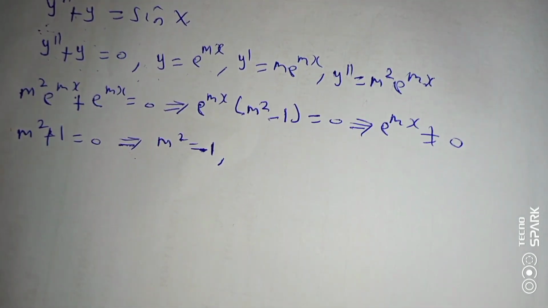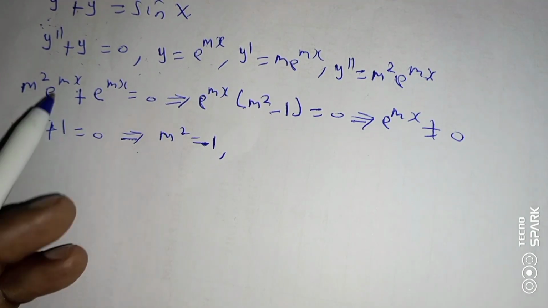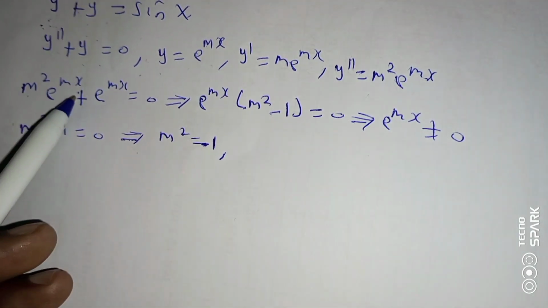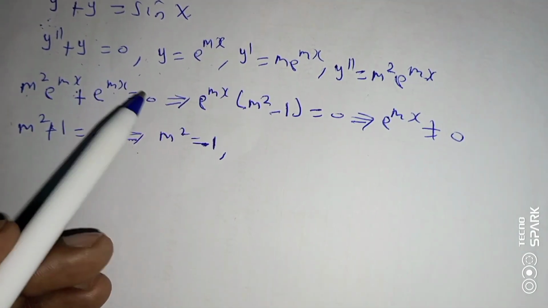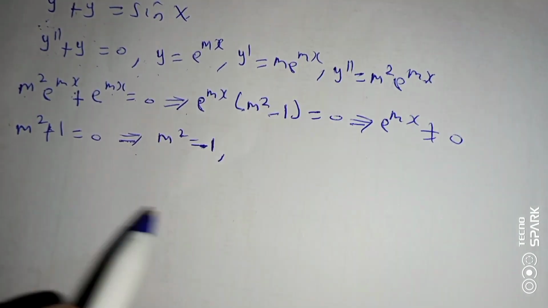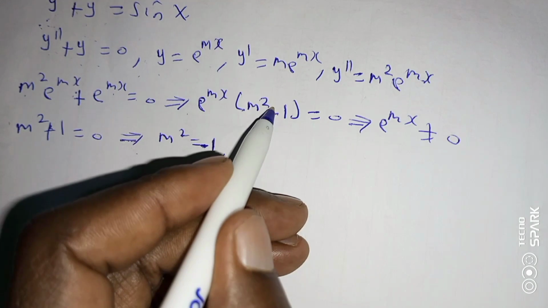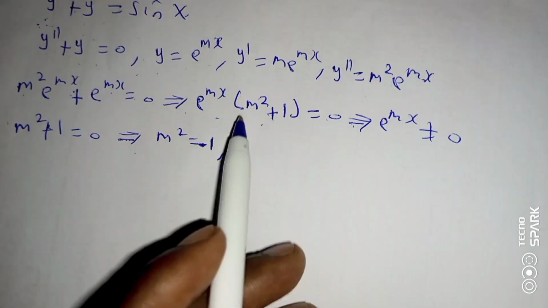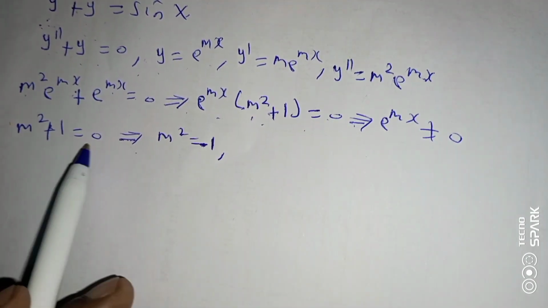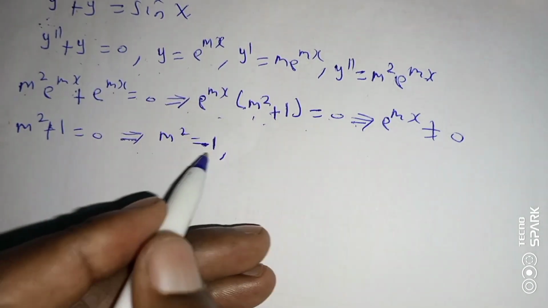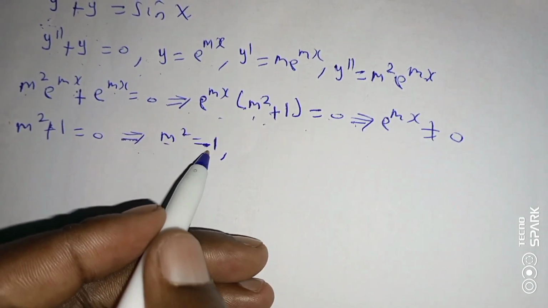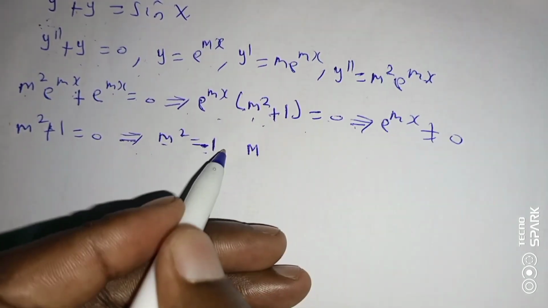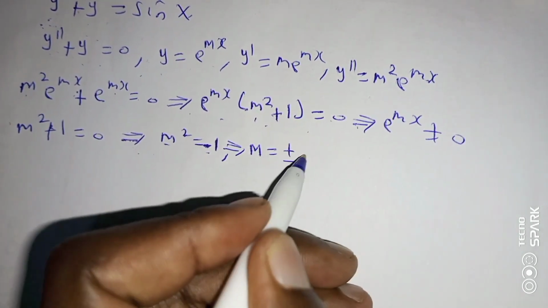Then, from there, we substitute where you have y double prime with m squared exponential mx, plus exponential mx, which is equal to 0. We can factor out exponential mx so that we'll be left with m squared plus 1. Note that in this case, exponential mx cannot be equal to 0, meaning that m squared plus 1 is the one which is equal to 0. So here, m squared is equal to -1, taking 1 to the other side. Then we take the square root of both sides so that we'll be left with m equal to plus or minus i.